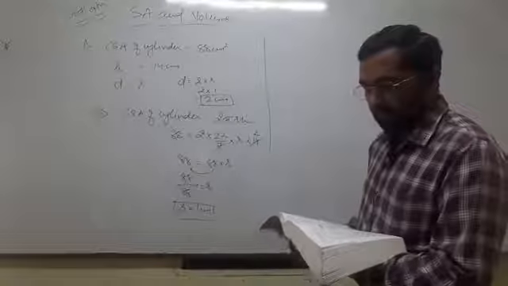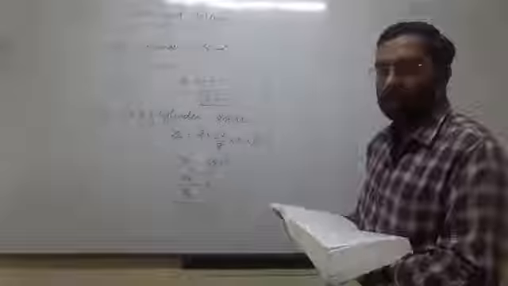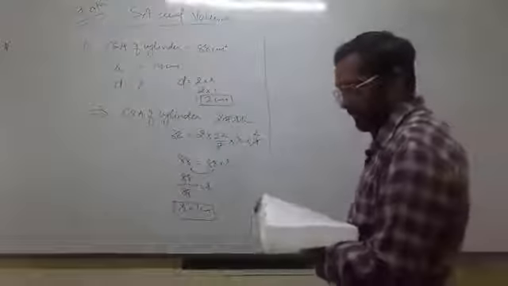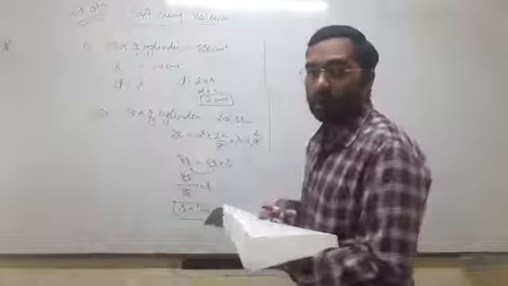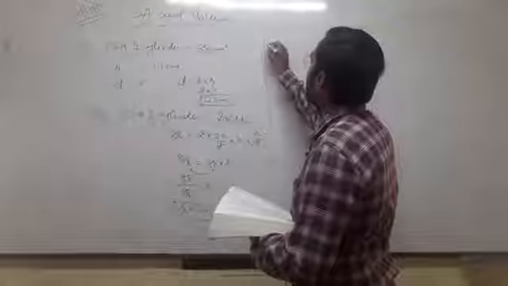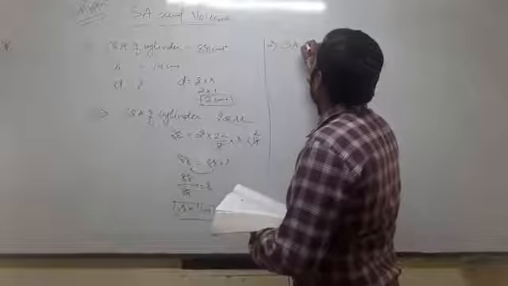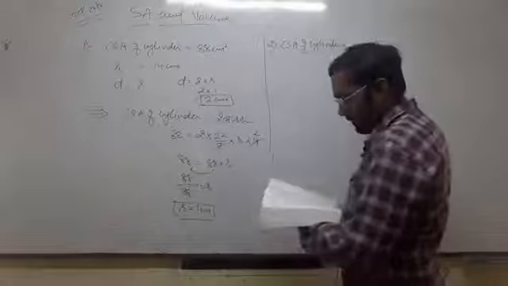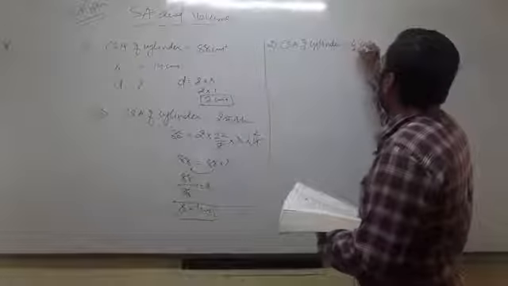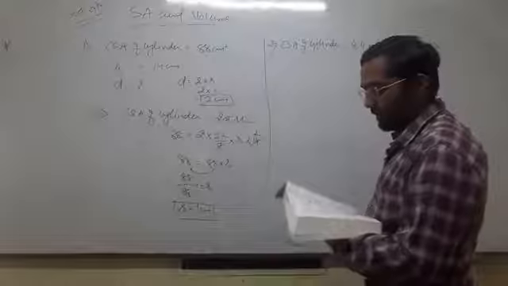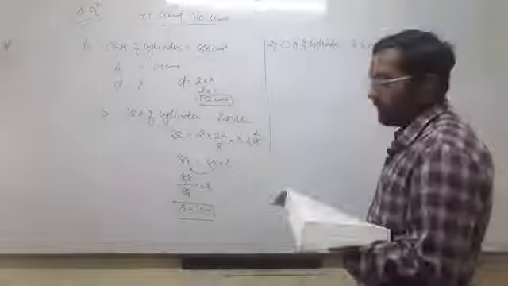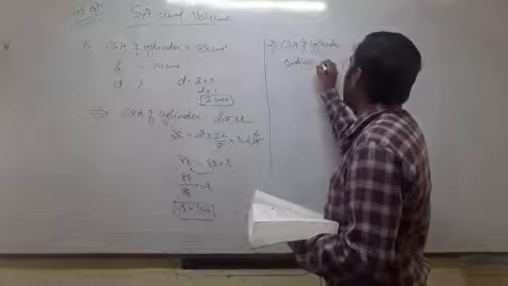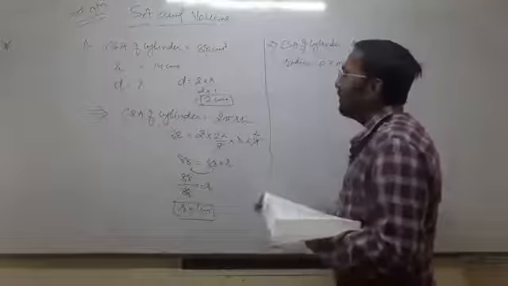The curved surface area of the right circular cylinder is 4.4 meters square. Now again CSA is given. Curved surface area of cylinder is given, that is CSA of cylinder is equal to 4.4 meters square. The radius of the base of the cylinder is 0.7 meter. Now radius is given, that is 0.7 meter.